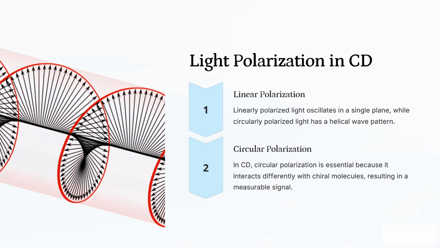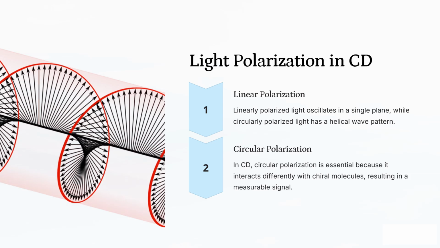Next is light polarization in CD. Now, what exactly is polarization? What is planar light and all of these? We'll understand here. To understand CD spectroscopy, we need to grasp the concept of polarized light. Linear polarization involves light waves that are oscillating in a single plane, whereas circular polarization involves waves that are rotating in a helical pattern. We know the helical pattern as the structure of DNA. It is a double helical pattern.